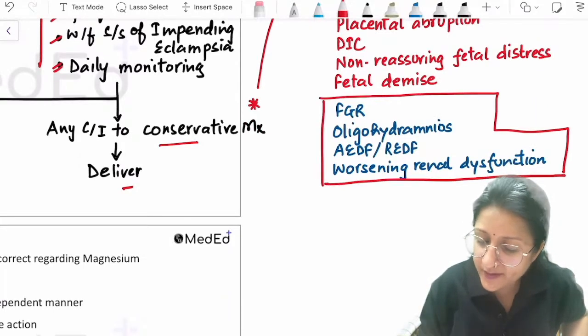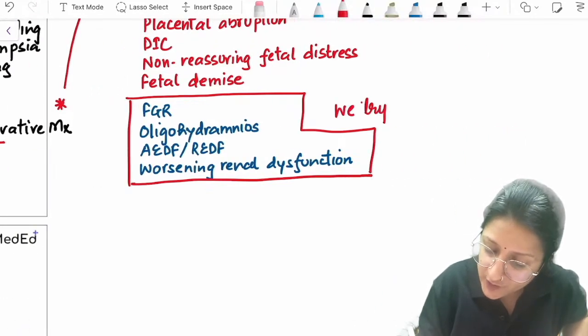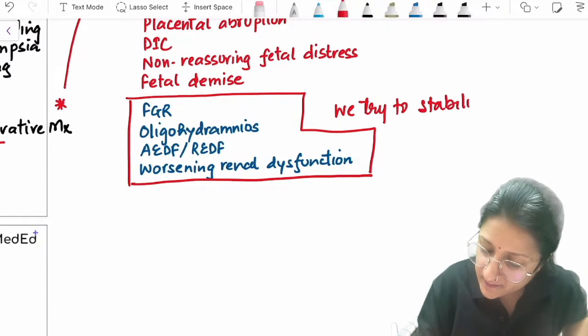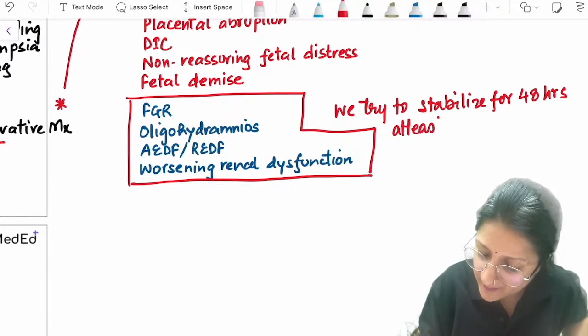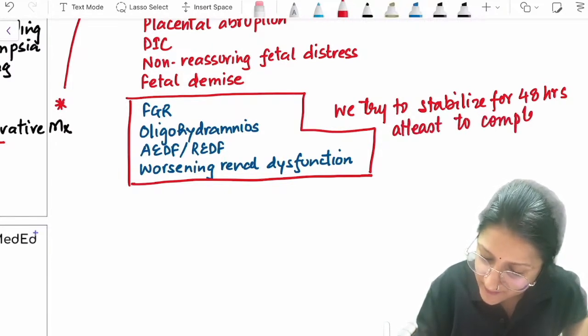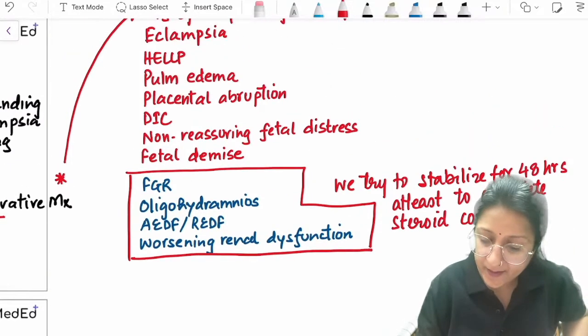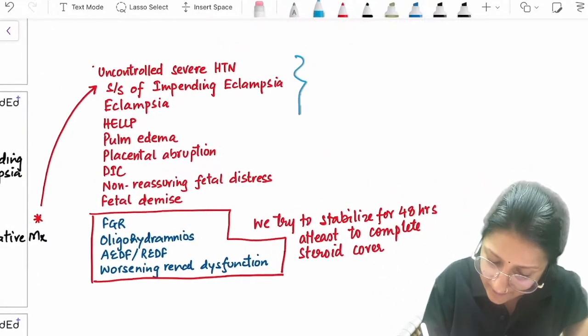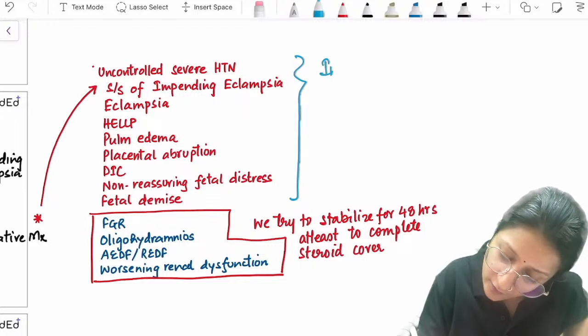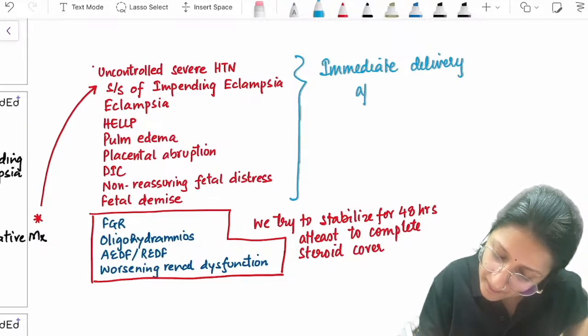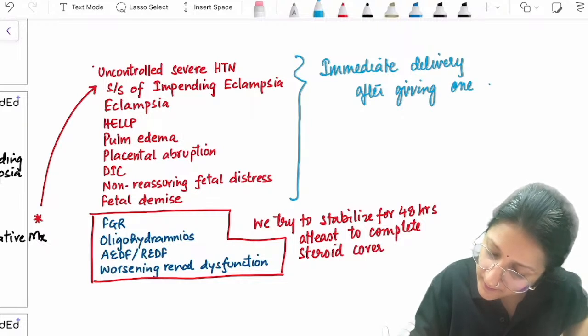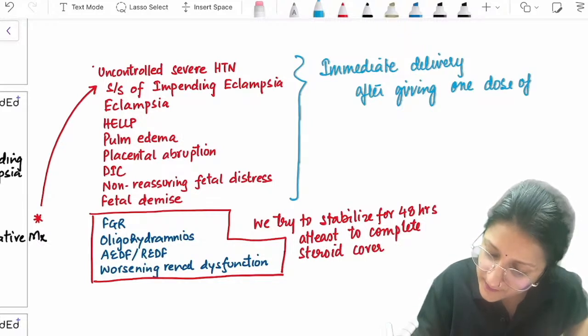The ones that are highlighted in blue, in this situation, we try to stabilize for 48 hours, at least to complete steroids. Okay, in the conditions highlighted with red, in these situations, we go for immediate delivery after giving at least one dose of steroid.